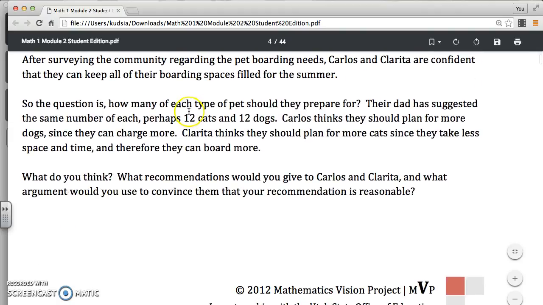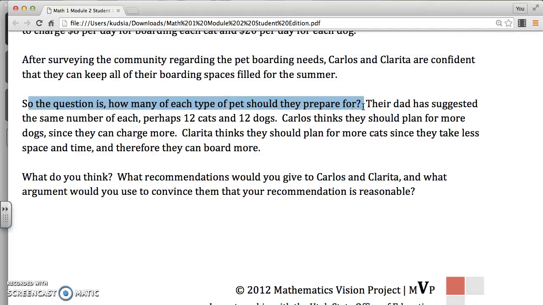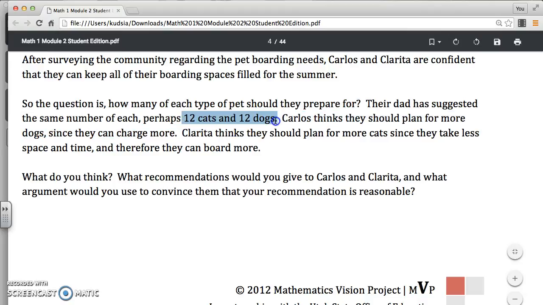After the key information, the question is, as it says right here, how many of each type of pet should they apply for, or should they prepare for? So it'd be great if they could have 1,000 dogs or 1,000 cats, but they can't. Okay, so realistically, their dad says, hey, how about 12 dogs and 12 cats? All right. Carlos disagrees and thinks they should have more dogs because they could charge more for dogs. Clarita thinks they should make more room for cats because they take less space and time, and therefore they can board more.